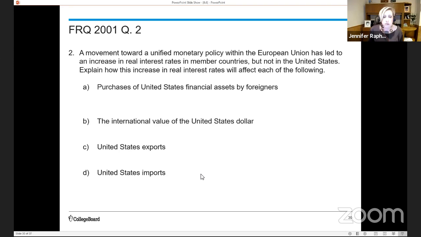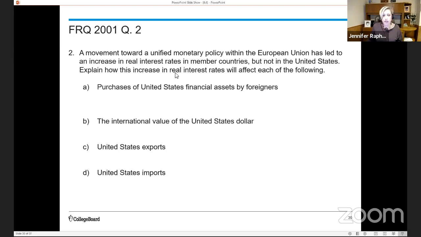A movement toward a unified monetary policy within the European Union has led to an increase in real interest rates in member countries, but not in the United States. It almost doesn't even matter if you know what unified monetary policy means, because what we're told in the question is that we have an increase in real interest rates in European Union member countries, but not in the United States. So real interest rates in the United States are relatively lower. Real interest rates in the European Union are relatively higher.